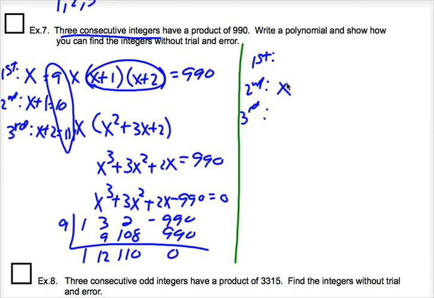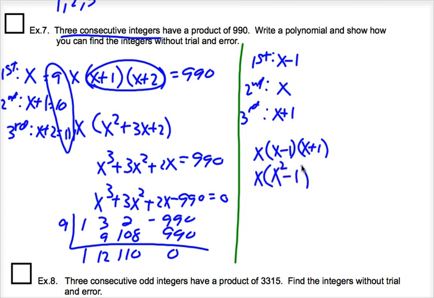Why would it be better? Well, let's see. If the second number is x, what's the third number? Well, it's got to be one bigger than the second. And if the second number is x, what's the first number? It's got to be one smaller. Why is that better? Well, because you're going to be multiplying conjugates. And some of you should be getting pretty darn good at multiplying conjugates. We've had a lot of that.